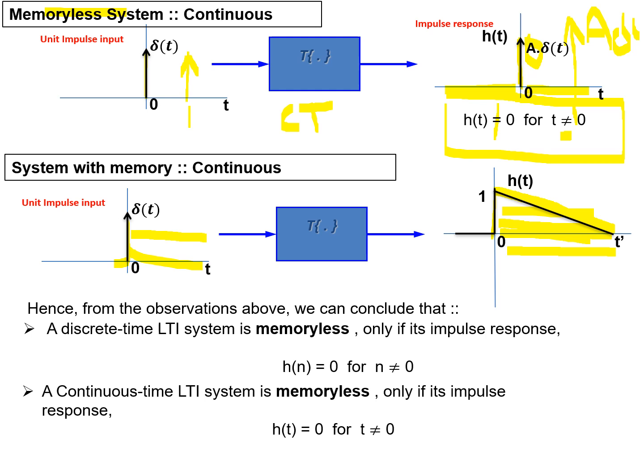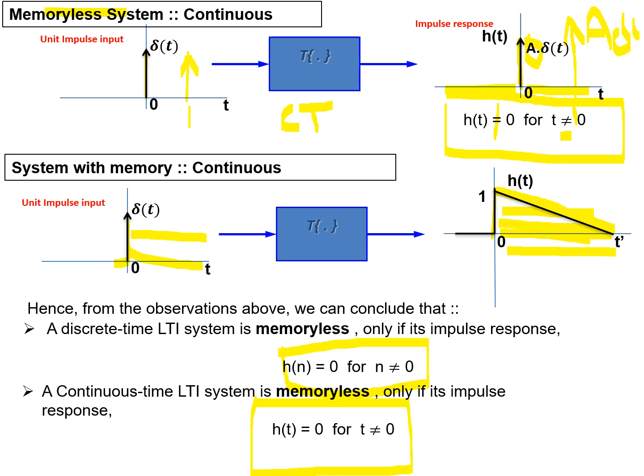I hope you understood how to find this for a given impulse response. If the impulse response is given, you just test this condition, either this or this, depending on which system is given to you. Just by testing these two equations on the given system, from the impulse response of the system, you can identify the memory property of that system.